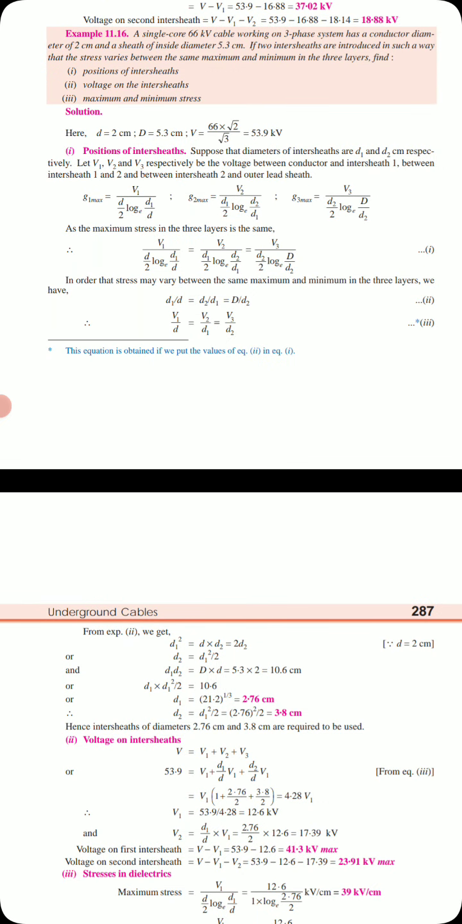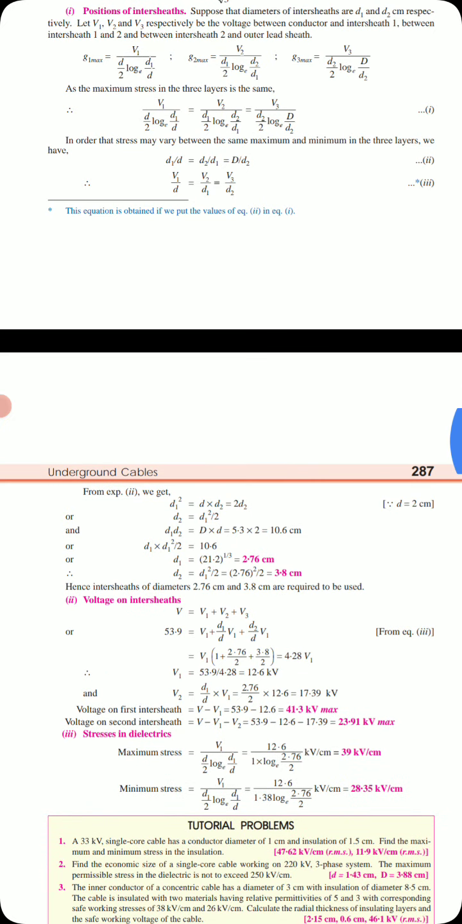Okay. So from this equation, d1 square is equal to d into d2, which is equal to 2 d2. So d2 is equal to d1 square by 2, or d1 d2 is equal to capital D into d, which is equal to 10.6 centimeters. So if you go for solving d1 and d2, we'll get d1 is equal to 2.76 centimeter and d2 is equal to 3.8 centimeter. So the intersheaths are of diameter 2.76 centimeter, and the second intersheath is at 3.8 centimeter.